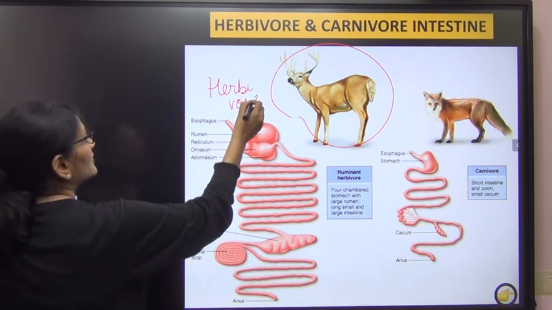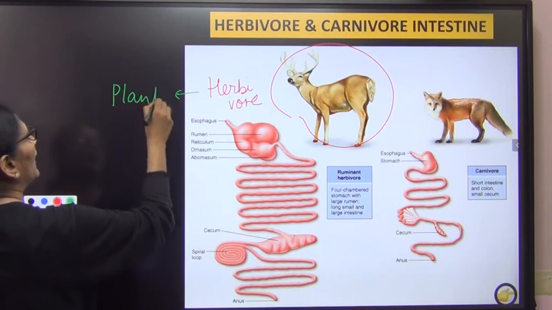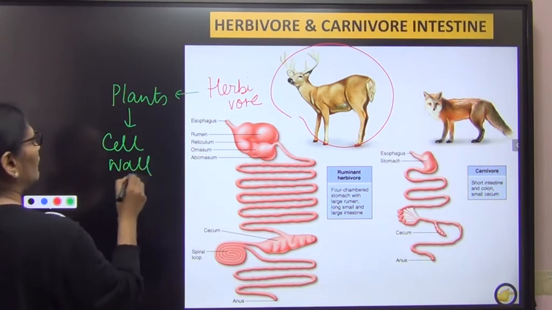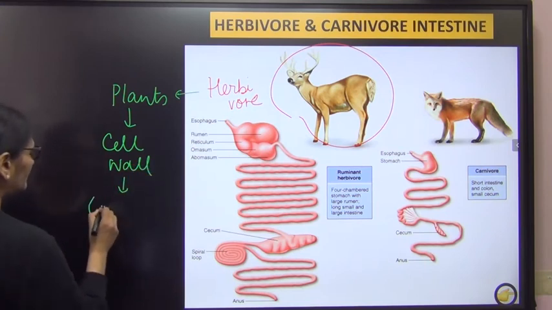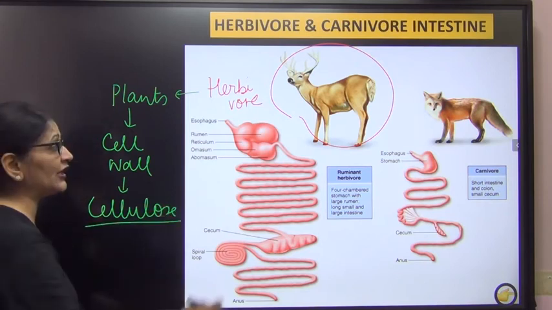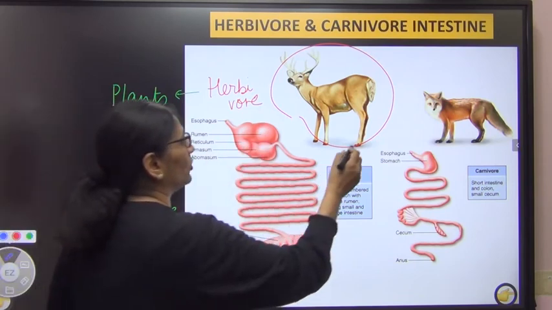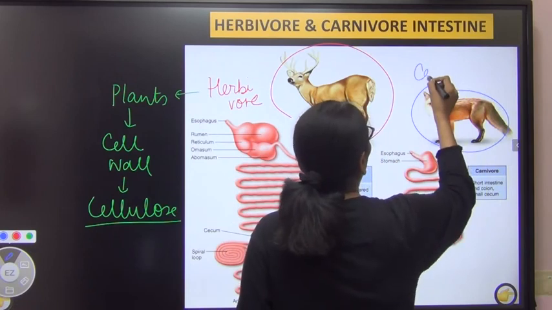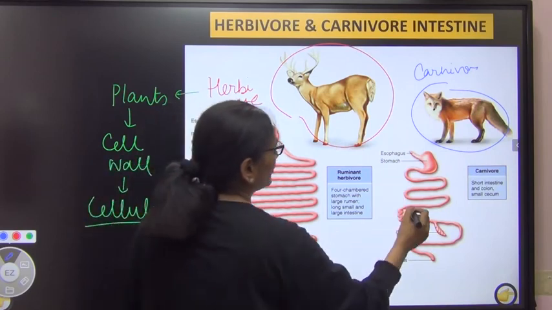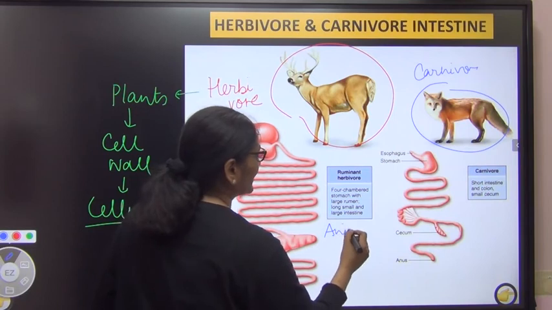Why? Because the herbivores eat plants, and plants have cell wall, right? You know that plants have cell wall, and the cell wall is made up of cellulose, right? So cellulose digestion requires more time and energy, so there the digestive system is long. But if you come to a carnivore, look at here, this is a carnivore, they eat animals, right? They eat animal diet. Now if you look at an animal diet, beta, animals do not have a cell wall, they just have a plasma membrane.